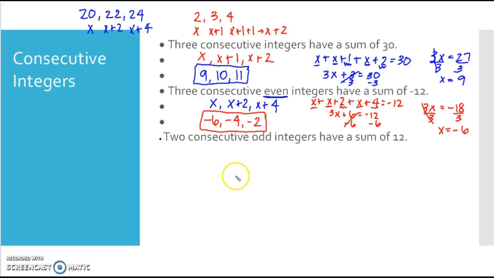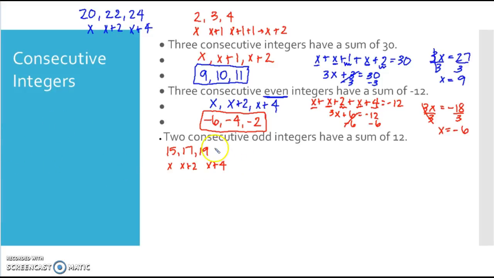And the last one, I want 2 consecutive odd integers that have a sum of 12. So now I'm on odd. If I were to pick some odd ones, let's say 15, 17, and 19. If this is my x, to go from 15 to 17, I add 2. 15 to 19, I add 4. It's okay that this is the same as what we just did with even, because evens are just as far apart as odds are. But when we work it out, my answer is going to be odd, and it won't be even.